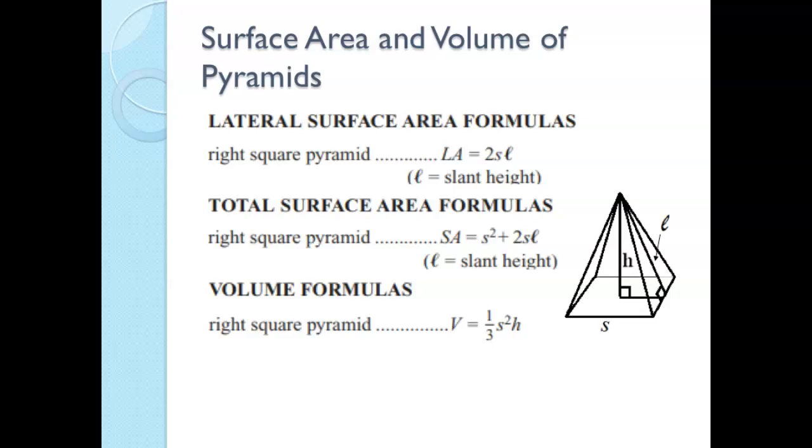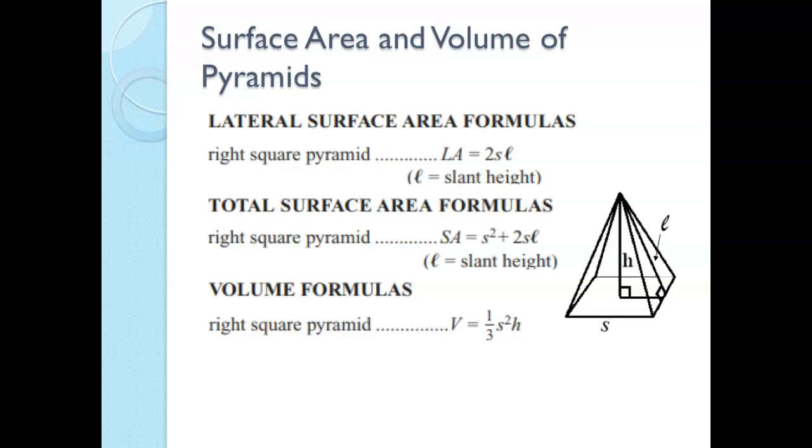So for a pyramid, looking at this diagram here, at the bottom we have a square base with side S. We have a height of h. Notice that the height is perpendicular to the base. And then we have what we call a slant height. It's labeled here with a cursive L. So that slant height is the measurement from the top of the pyramid to the bottom edge of the base.